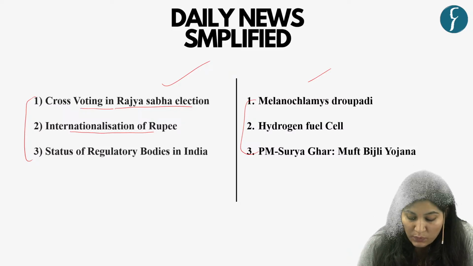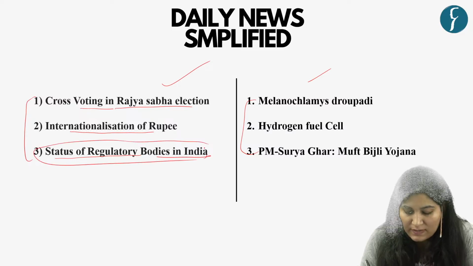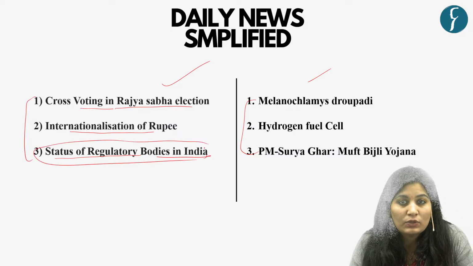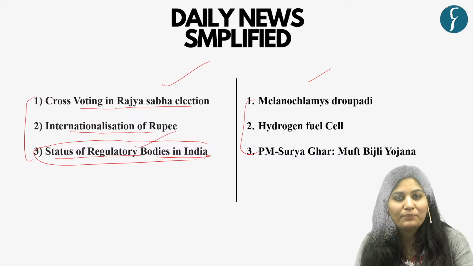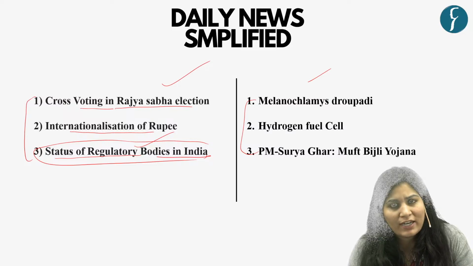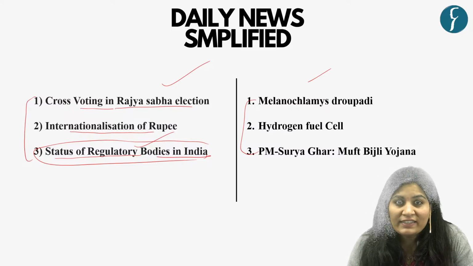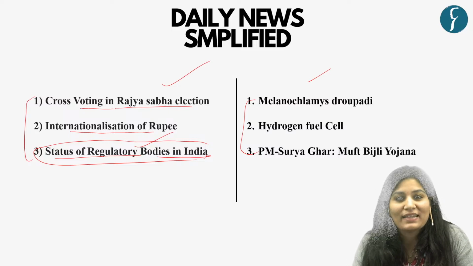Then the third discussion we'll have is on status of regulatory bodies in India, because there's an article which talks about issues pertaining to regulatory bodies in India. Now you know, quasi-judicial body, statutory body, regulatory bodies. These are important themes from the UPSC GS2 paper perspective, that is under polity and governance. Then this is about the mains.